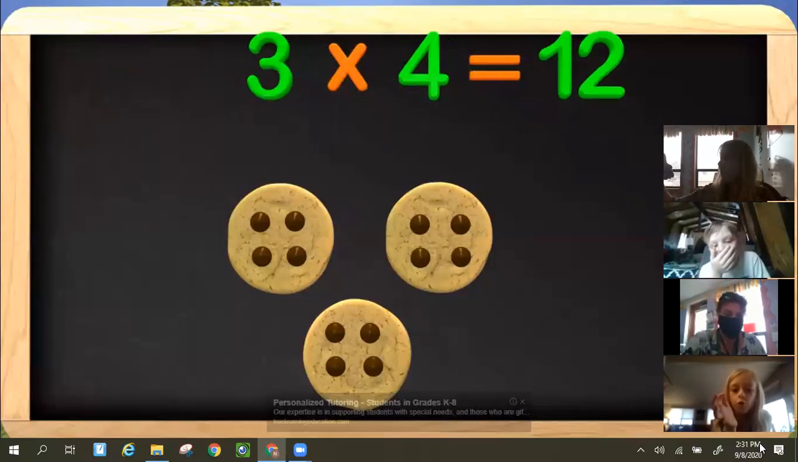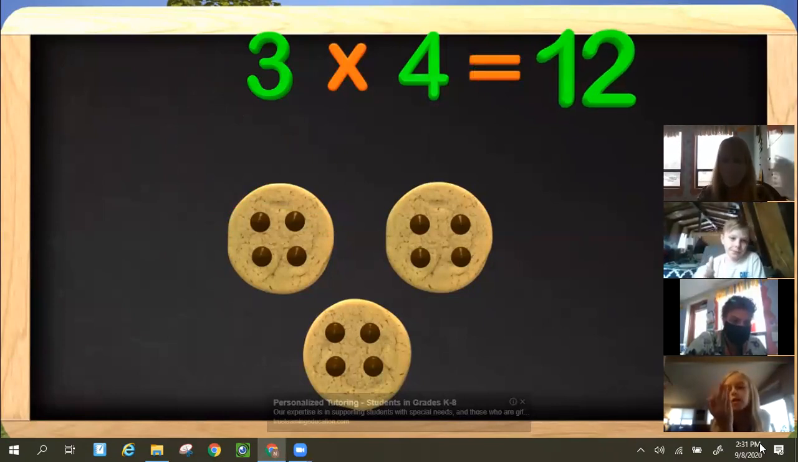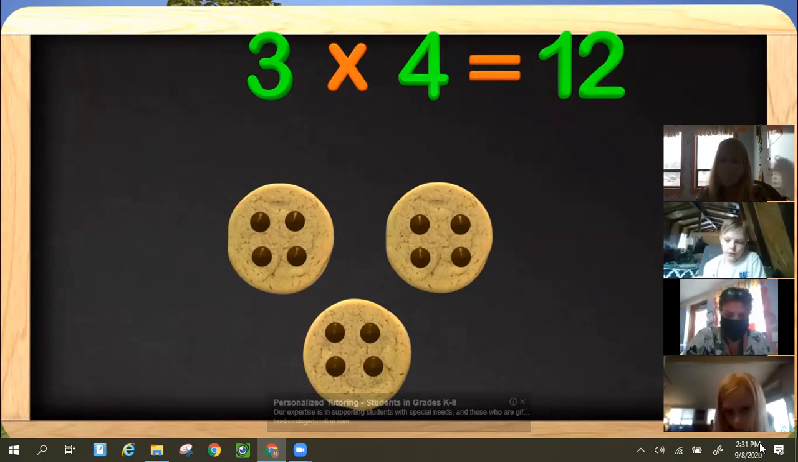12. The answer is 12. Wow, you guys, awesome. Good job. 3 multiplied by 4 is 12. And we not only know the answer, but we know how multiplication works.